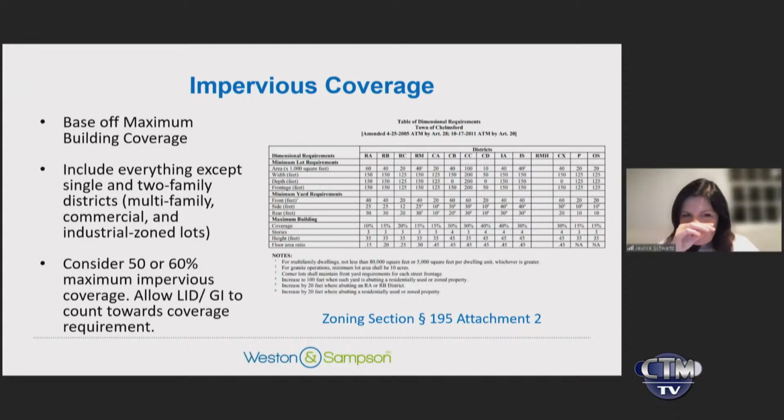I was just going to say, one thing here too, like we talked about allowing LID and GI to count toward coverage requirements. So it's all related to also disconnecting impervious area. There may be impervious area on the site, but if the stormwater runoff from that impervious area is being treated and handled through green infrastructure, then it can be considered disconnected and not count toward the impervious coverage on the site. So in that sense, you're also promoting green infrastructure. Interesting. So you get more out of a smaller site.